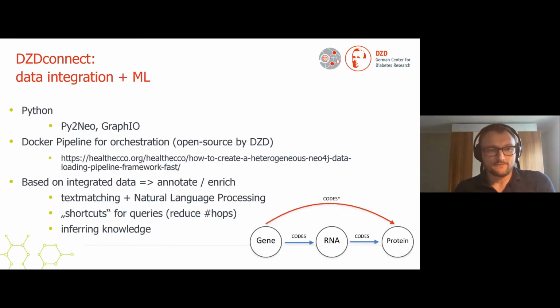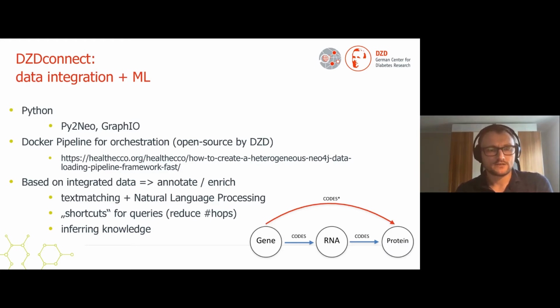How do we integrate data? Most of our scripts are Python-based, so we often use Python Neo as well as Graphio. Both are publicly available. Tim, our developer, wrote a very nice pipeline, which is also open source. You can see that here in his blog post to orchestrate our pipelines. And based on that integrated data, as I said, we annotate and enrich data. This is what we do using text matching algorithms as well as natural language processing.